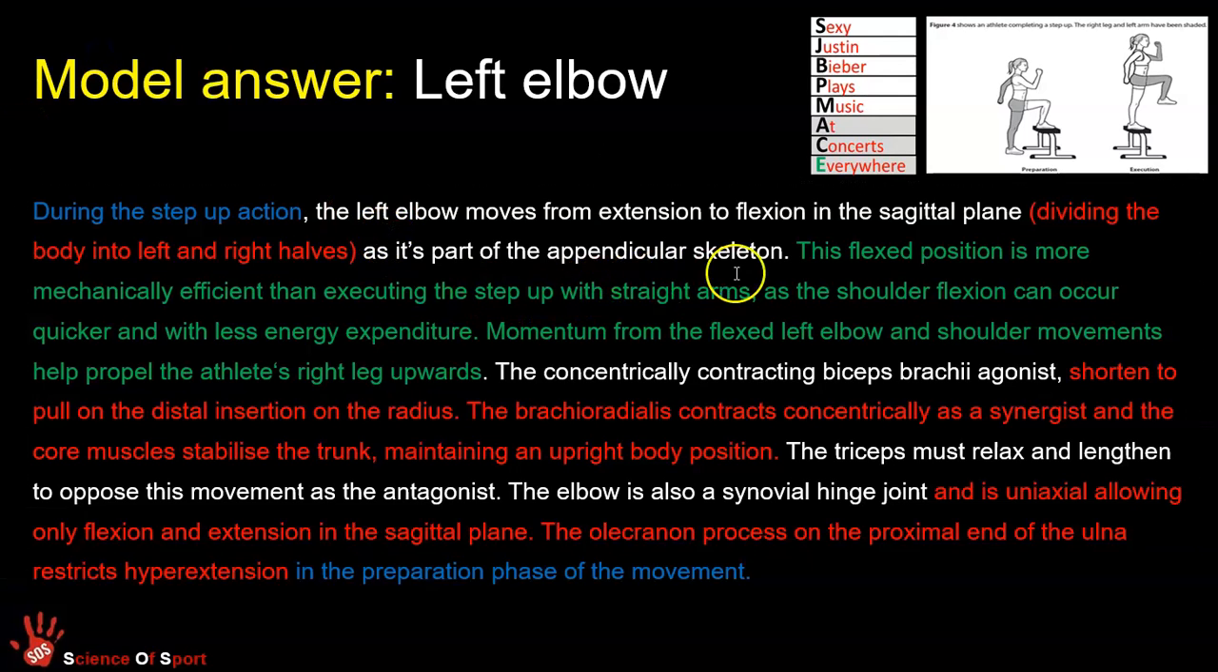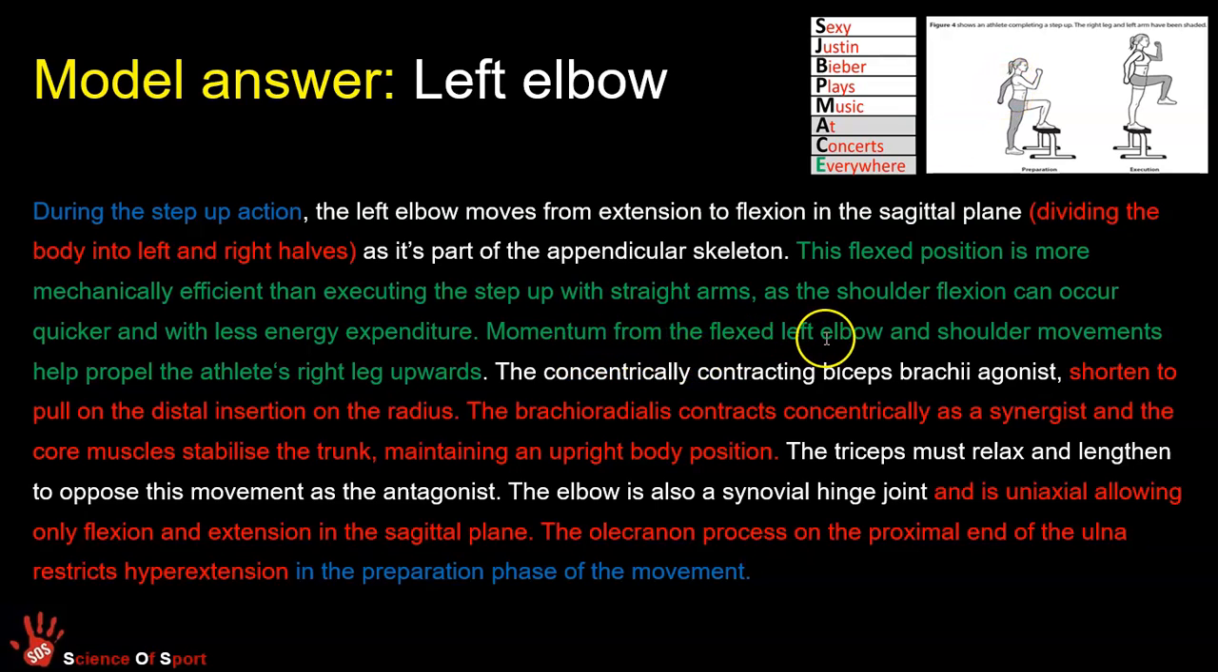As it's part of the appendicular skeleton, basic fact, the flexed position is more mechanically efficient than executing the step up with straight arms. Basically, moving your arm forward, bent, is quicker and more mechanically efficient than moving your arm forward if we had straight arms like you would do when you're marching. So it's more efficient to have a bent arm.